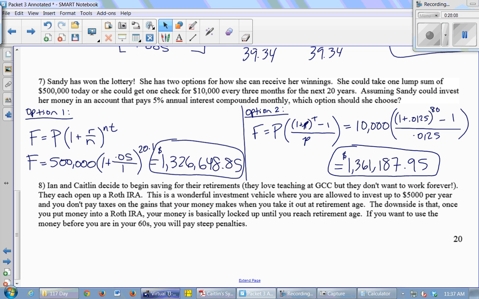So that's the future value of her money, assuming she takes every $10,000 check and invests it right away. And in option 1, she takes the whole $500,000 and invests it right away. Which option is better? Second option comes up with an additional $35,000 or so. Yep. So option 2 is the one we're going to choose.